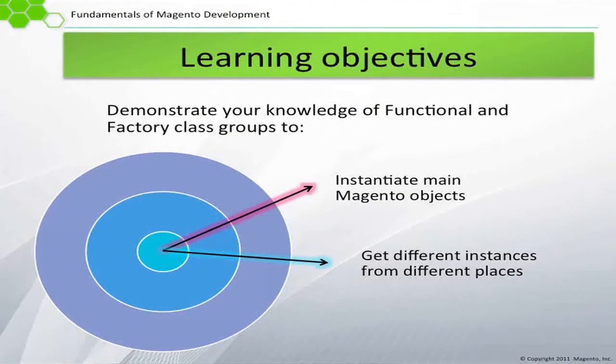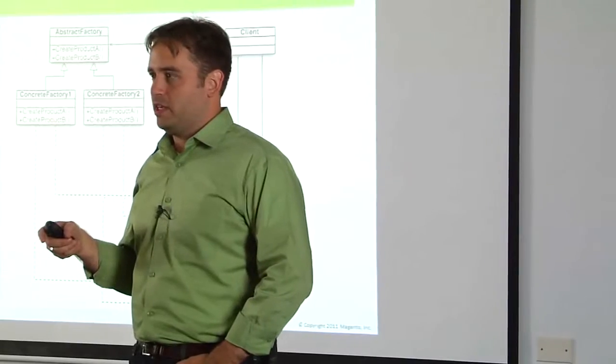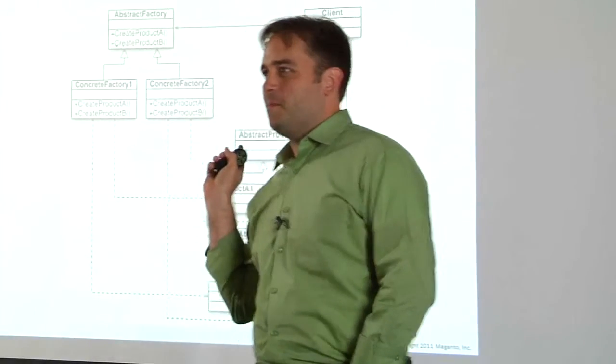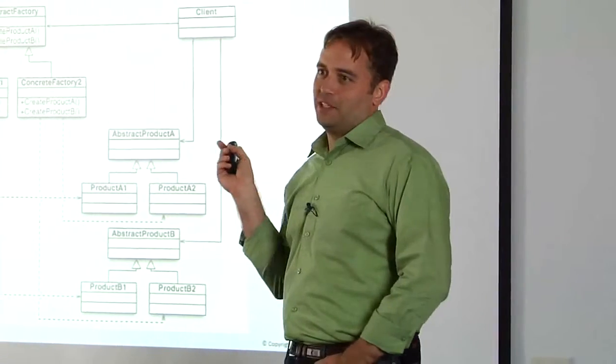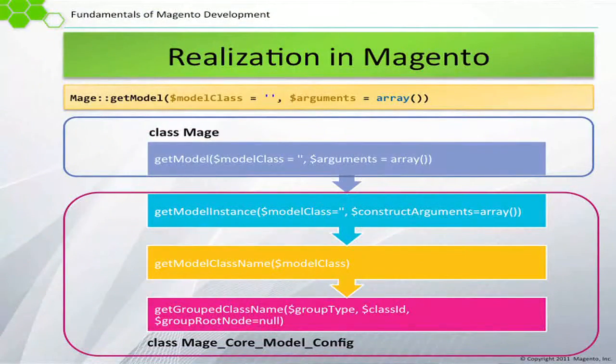So we're going to start to actually instantiate Magento objects, and we're going to grab different instances from different places. Quick reminder, Gang of Four. I can never remember their names. But yeah, four programming folk. They came up with this idea of, why don't we have a class actually instantiate other classes? It's factory. That's what Magento does. Magento has a unique implementation of that. We'll touch on this. So what does this look like? Well, this is called realization in Magento.